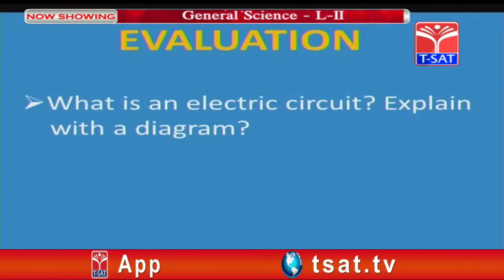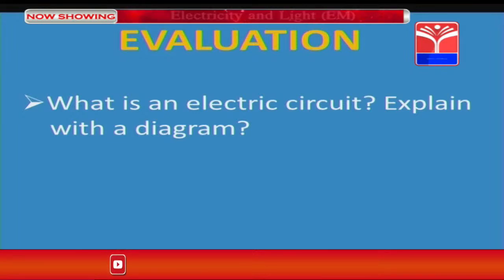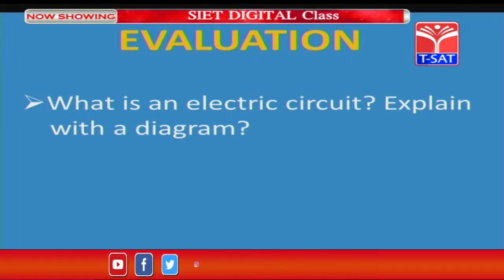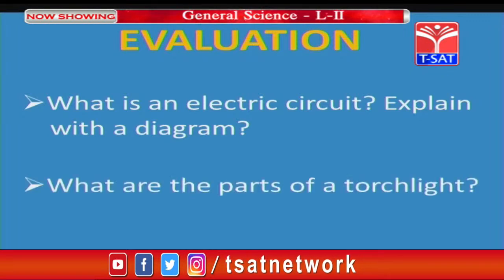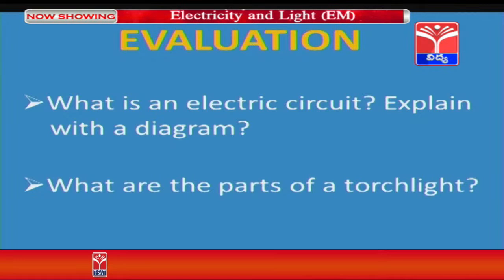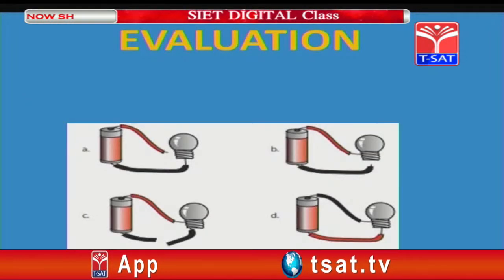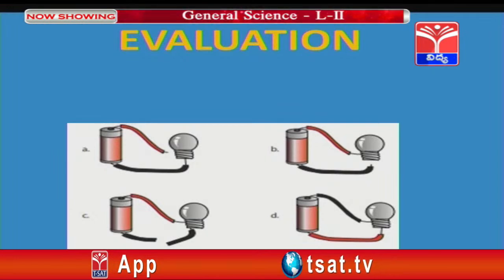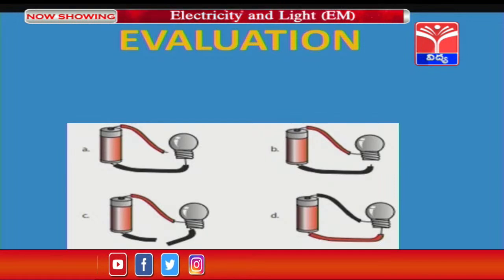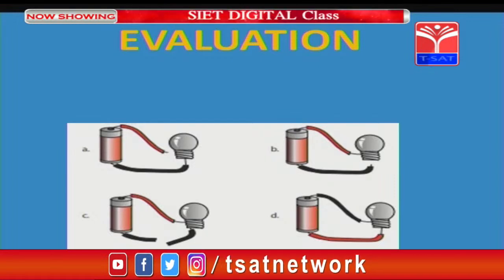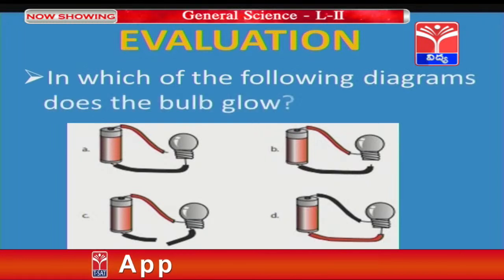Now, evaluation. In evaluation we will have some questions and you need to answer them. What is an electric circuit? Explain with a diagram. What are the parts of a torchlight? Now, children, observe this figure, and in this figure which circuit is completed, and the electric bulb glows. You identify out of A, B, C, D. In which of the following diagrams does the bulb glow?